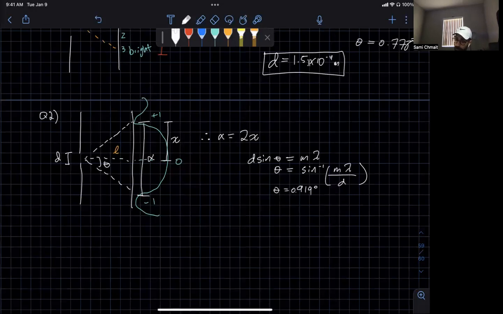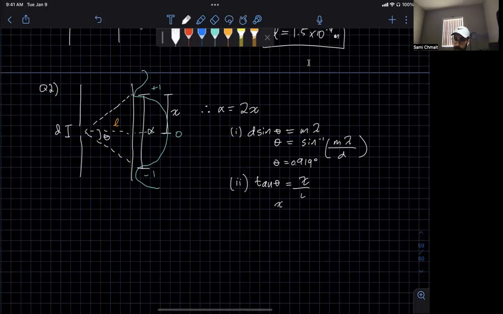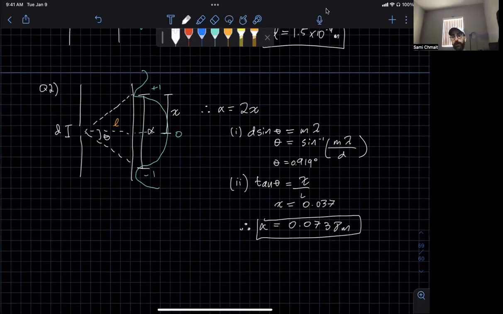0.19 degrees. Okay. And then the next thing we need to do is solve for what x is, because we were looking for alpha, and alpha is equal to 2x. So to solve for that x, we can just use that tan function. And now we know what theta is equal to. We just solve for that. We look at the opposite, x, over the adjacent, which is L. So now solve, find x is equal to 0.037. Therefore, alpha is equal to 2x, multiply that guy by 2, equal to 0.0738 meters. Cool. Let's see if there's any questions.